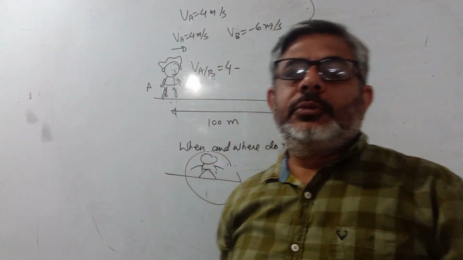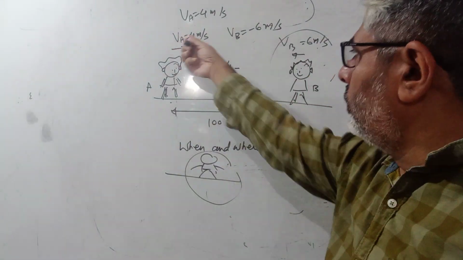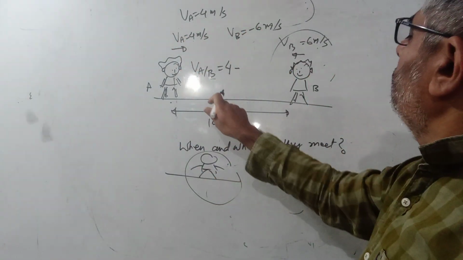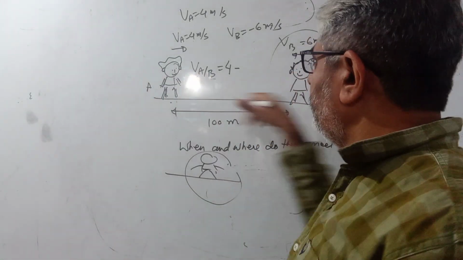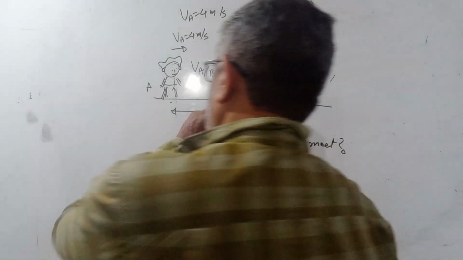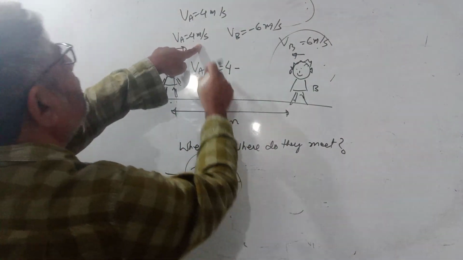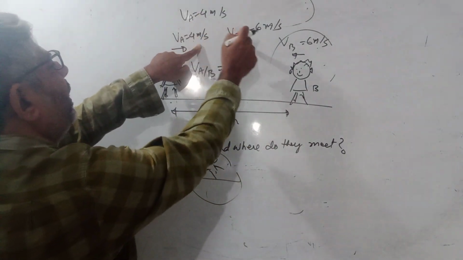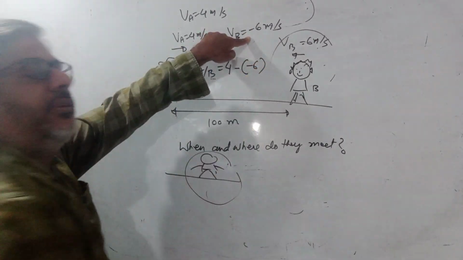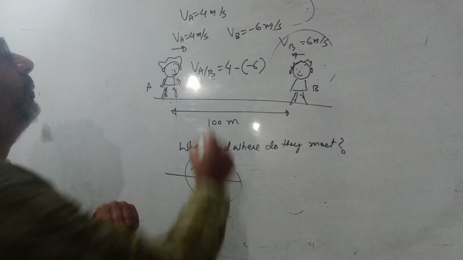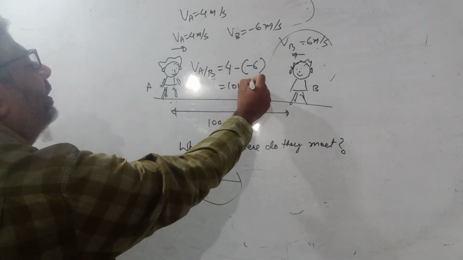So all of you understand this point? That velocity of A is 4, velocity of B is minus 6. Why? Because this is my positive direction and this is my negative direction. So he is moving in positive, he is moving in negative. So velocity of A with respect to B is VA minus VB. So minus of minus 6. See, these are the small points where we make mistakes. So that is 10 meters per second.